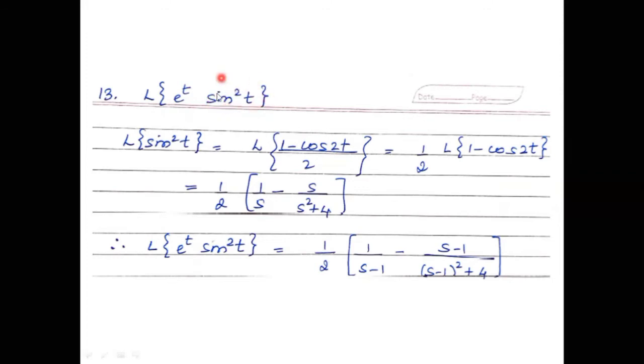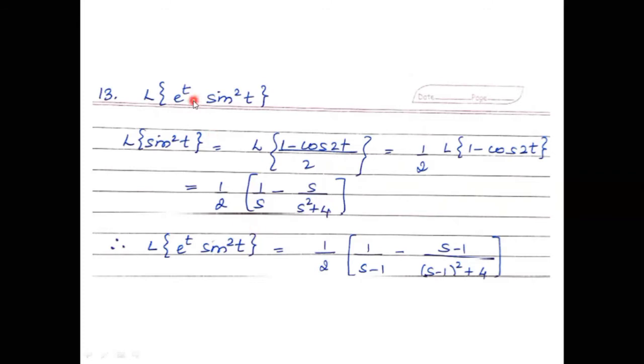So let's find what is sine square t. I have the formula for sine square t, right? That is (1 minus cos 2t) by 2. I've taken this half outside and I'm left with Laplace transform of 1 minus cos 2t. Laplace transform of 1 is 1 by s. And Laplace transform of cos 2t: what is Laplace transform of cos at? It is s by s square plus a square. In place of a, I have 2, so it is s by s square plus 2 square, or 4. So it is 1 by s minus s by s square plus 4.